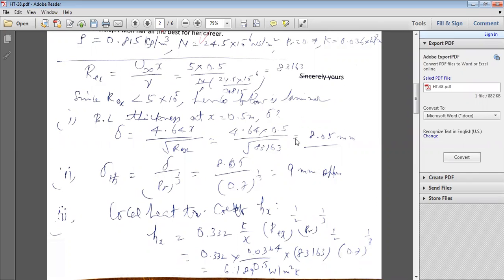Into Prandtl number to the power 1 by 3. So Prandtl number value 0.7, whole to the power 1 by 3. So that is equal to 6.189. So local heat transfer coefficient hx is equal to 6.189 watt per meter square Kelvin.